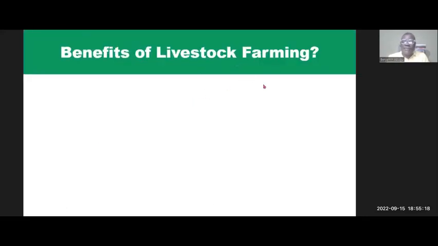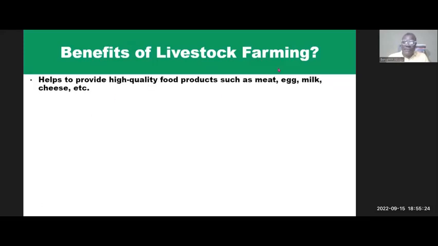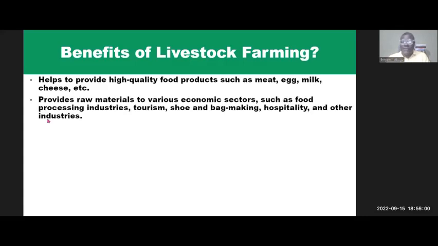Now let's look at some benefits of livestock farming, okay? And the first benefit is that livestock farming helps to provide high quality food products such as meat, egg, milk, cheese, and so on. You know, if you prepare your breakfast, you probably need milk, eggs, as the case may be. For your lunch or for your supper, of course, you will need some chunks of meat. So, those are the benefits of livestock farming.